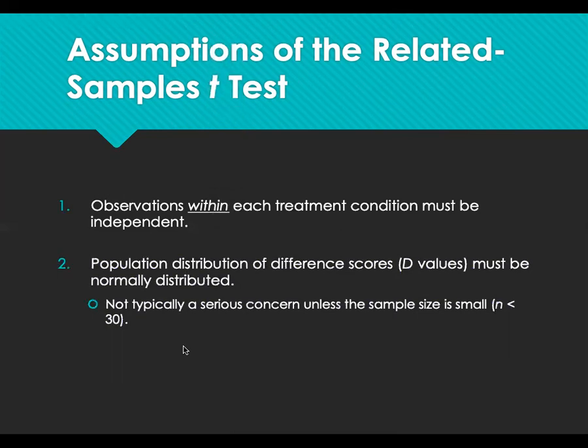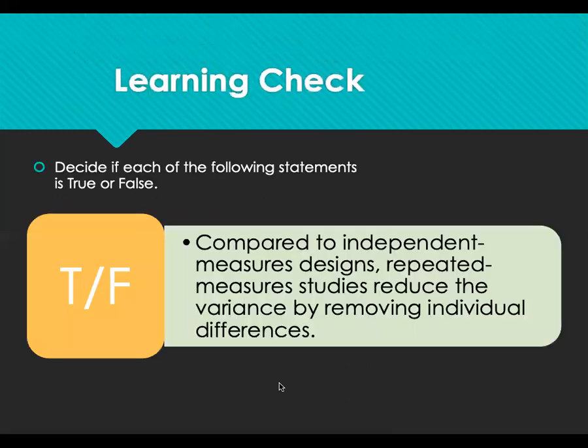And the second is that the population distribution of difference scores must be normally distributed. And that's something you want to check, but like the slide says, it's not typically a serious concern unless the sample size is quite small. So if you have a sample size of greater than 30, you're usually fine. The population will be distributed normally enough that you're not violating this assumption and you can interpret your results.